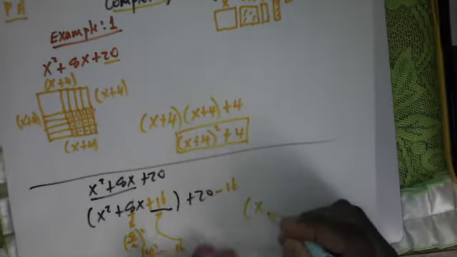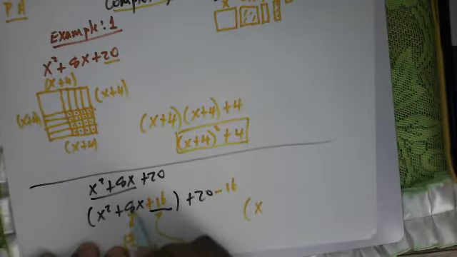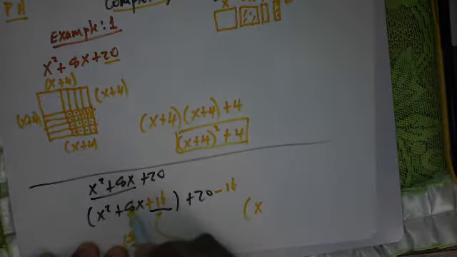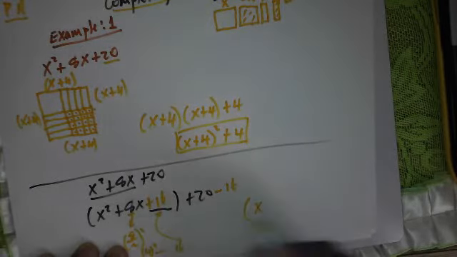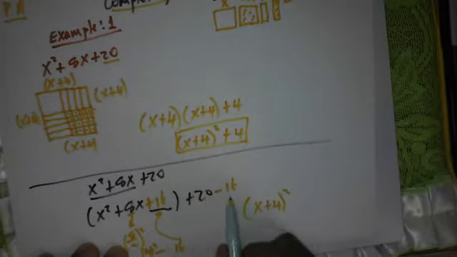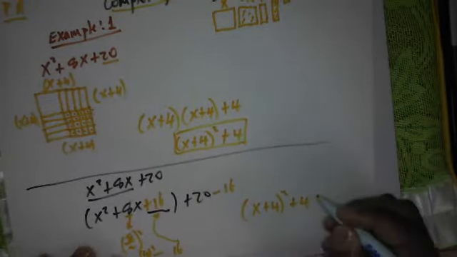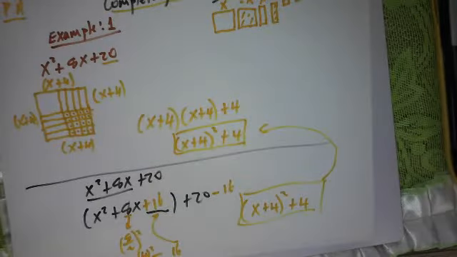So it would be x. The number that is inside the parentheses will always be half of your x coefficient. Since the x coefficient is plus 8, half of that is plus 4. And then I square it. 20 minus 16 is 4. Now do you see that this is the same as that? Okay? So that's how you draw your solution.